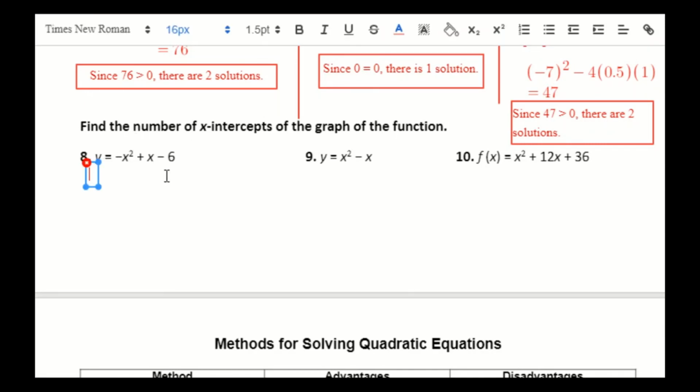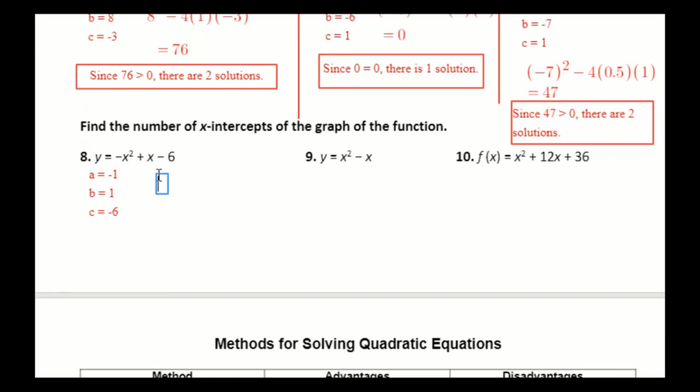So here our a value is -1, b is 1, and c is -6. Our discriminant here is going to be b squared, so that's 1 squared, minus 4 times a.